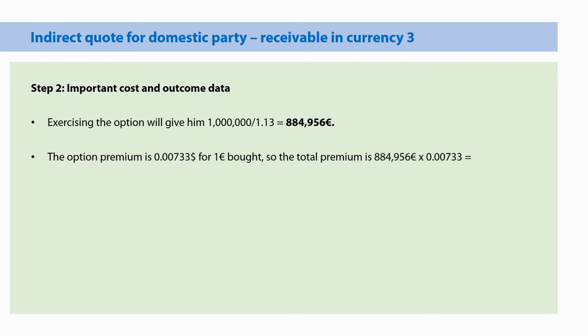The option premium is $0.00733 for 1 euro bought with the option. So which means the total premium is 884,956 times the premium, and that would be dollars. And that is $6,400 and change. But that is dollars. This is a German company. They need to look at a European cost, at the cost in euro.